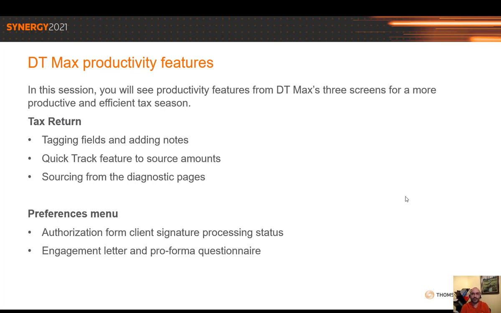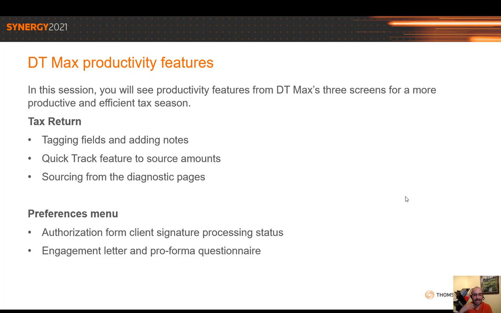Then finally, we're going to go through the preferences menu, and we're going to look at two options that unfortunately are little used. And we're going to go through them and show them to you. And that's the authorization form, client signature posting status. So essentially, you could actually block the transmission of a return unless you, the supervisor, indicate to the software that the client has signed their authorization form.